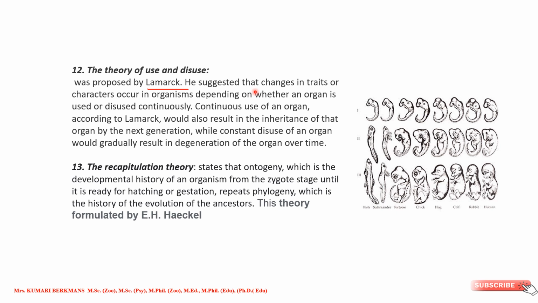So what is this theory? He suggested that changes in traits or characters occur in an organism depending on whether an organ is used or disused continuously. Continuous use of an organ, according to Lamarck, would result in the inheritance of that organ by the next generation. This point is very important. If it is continuously used, that organ will be inherited by the next generation, whereas if it is disused, it won't be inherited by the next generation.